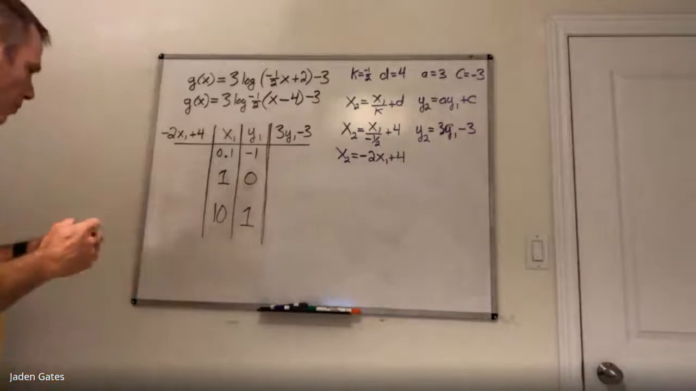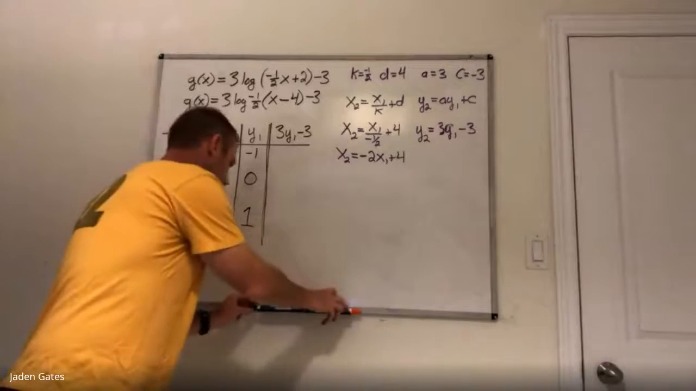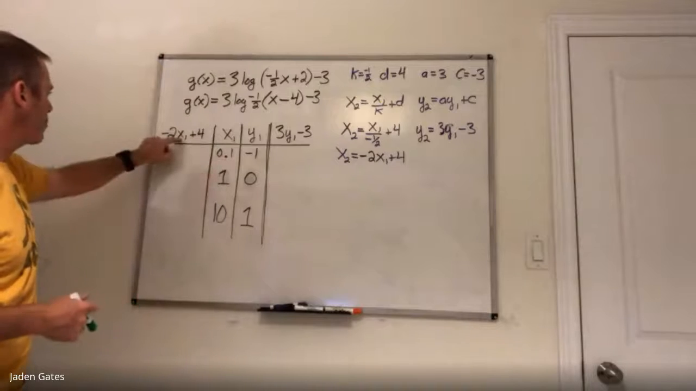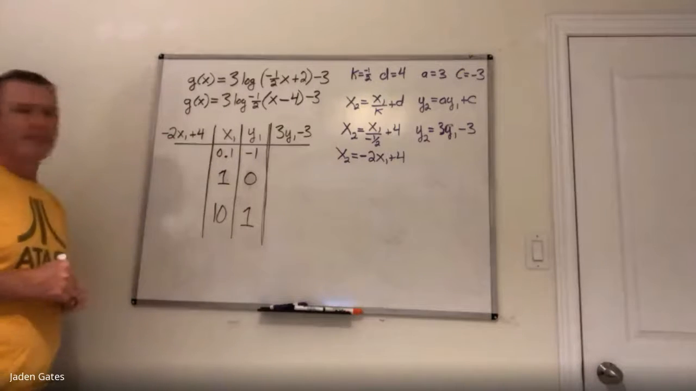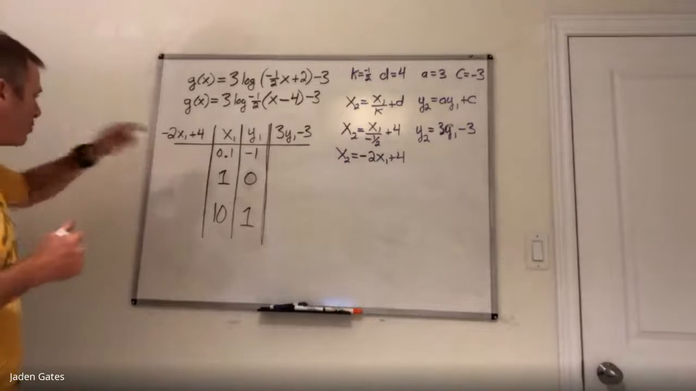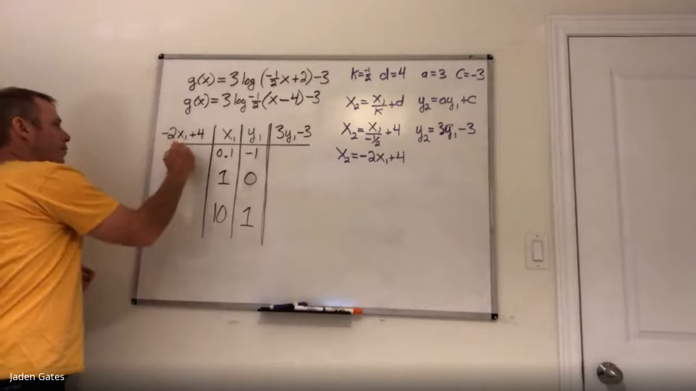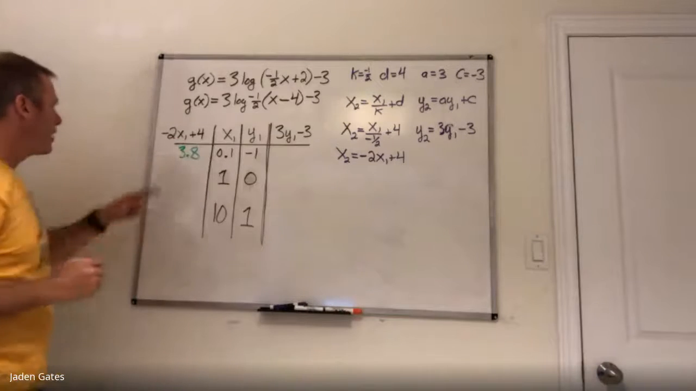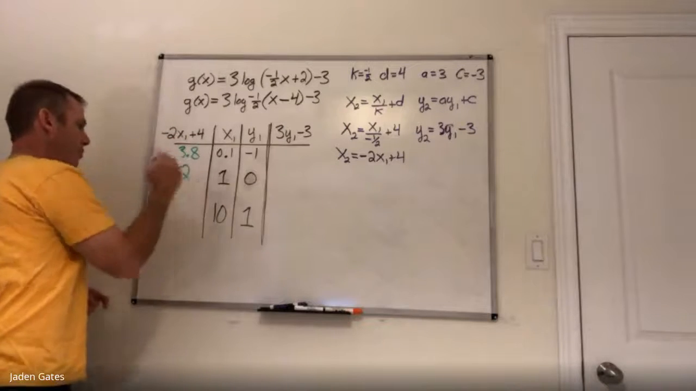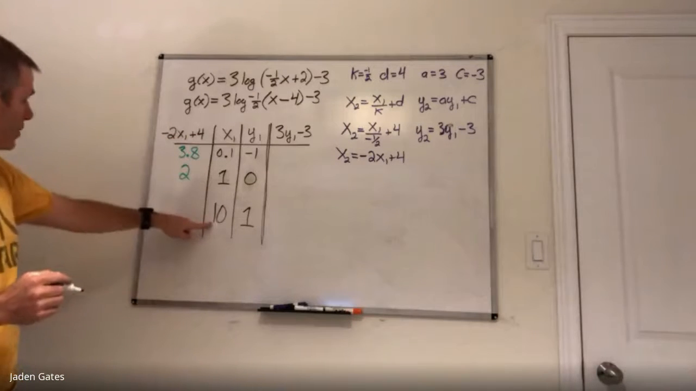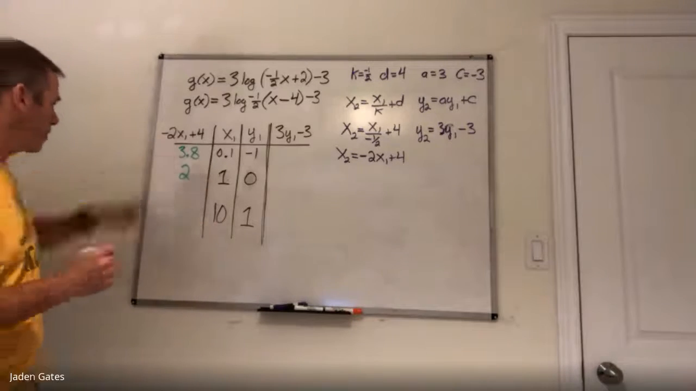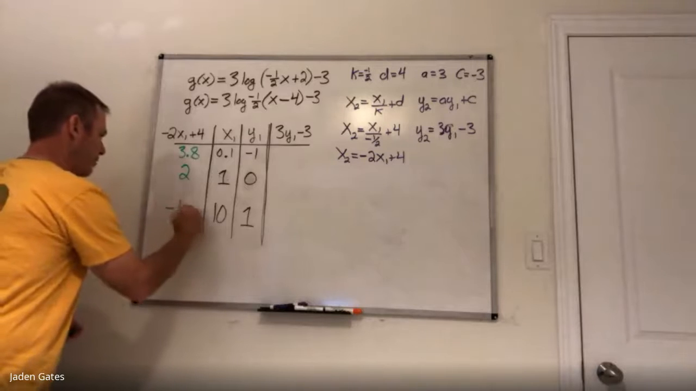All right, so here we go. Now to do some calculations. I'm going to plug in 0.1 here. So negative 2 times 0.1 plus 4. Negative 2 times 0.1 is negative 0.2 plus 4, 3.8. Negative 2 times 1 is negative 2 plus 4, 2. Negative 2 times 10 is negative 20, sorry. Plus 4 is negative 16. Okay.